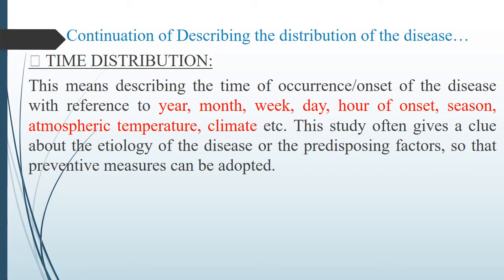So by studying this time distribution, we can come to know the etiological factors, what may be the reason for that disease, or predisposing factors, that is the causative agent, so that preventive measures can be adopted. By studying when the disease is occurring, for example, during the summer chicken pox is coming. So what is the reason and how can we do the preventive measures? We can come to know by studying this time distribution.